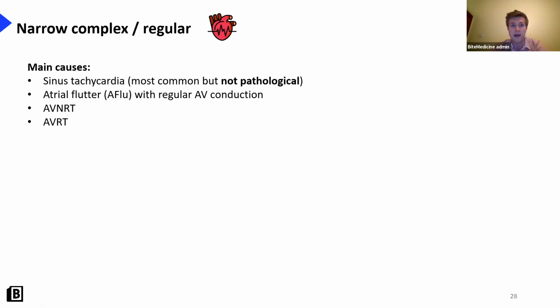So narrow complex regular tachycardias. We've got our pathological causes like atrial flutter, AVNRT, and AVRT. But we've also got the most common one of all, which is sinus tachycardia, which everybody attending this webinar will have had at some point.